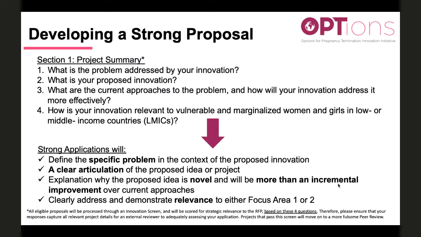These first 4 questions are very, very important because they are all that is reviewed at the first screen of the applications. So if you're interested to learn more about the review process, it's described in detail in the RFP. But basically what happens is first, all of the applications go through a basic eligibility screen to remove any applicants that don't meet the eligibility requirements. Secondly, we do an innovation screen where 3 different reviewers will review just this project summary, just these first 4 questions. And they will review it for the level of innovation and the level of relevance to the call.